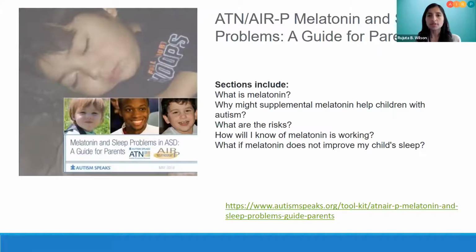So I alluded earlier also to the sleep guide put out, and there also is a melatonin sleep guide for those using melatonin, a guide for parents. Some of these sections include what is melatonin, why might supplemental melatonin help children with autism, what are the risks, how do I know it's working, and if melatonin doesn't improve sleep, then what are maybe some options or next things to go to. So another toolkit to maybe refer to if you've already used melatonin or you're treating somebody in which melatonin is being put on.